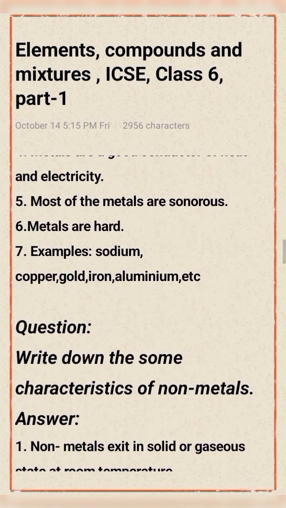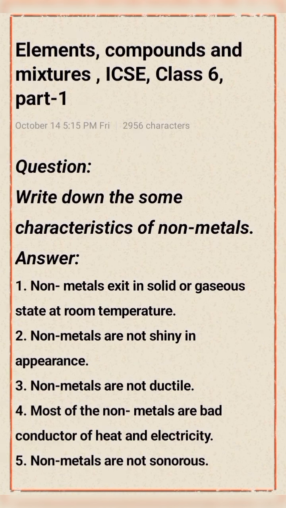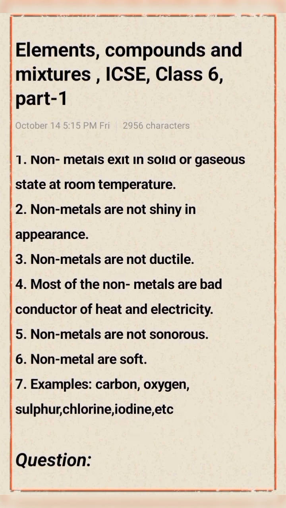Next question: write down some characteristics of non-metals. Point number 1: non-metals exist in solid or gaseous state at room temperature. Point number 2: non-metals are not shining in appearance. Point number 3: non-metals are not ductile. Point number 4: most non-metals are bad conductors of heat and electricity. Non-metals are not sonorous. Non-metals are soft. Examples of non-metals: carbon, oxygen, sulfur, chlorine, iodine, etc.